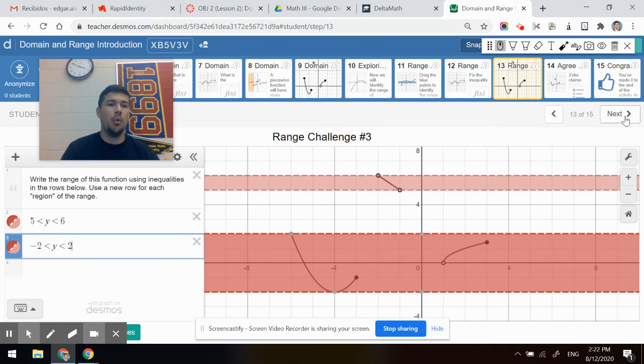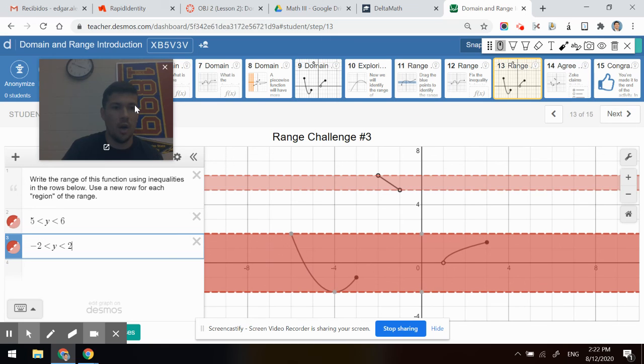To recap, domain is all the possible x values listed from left to right, and range is all the possible y values listed from bottom to top. Don't forget to include your less than or equal to symbols, depending on if the value at the bottom or top is included or excluded. And that's how you talk about range.